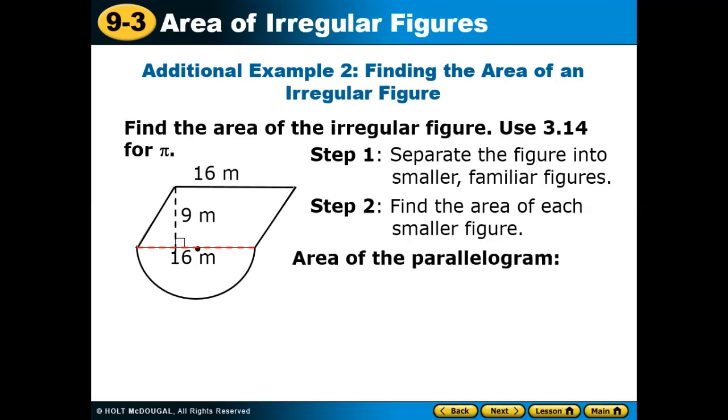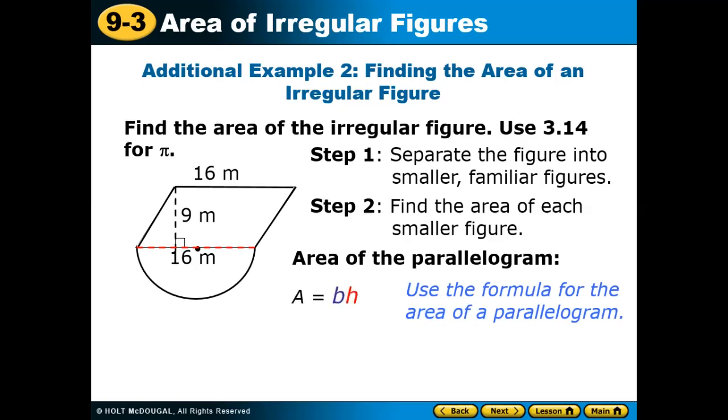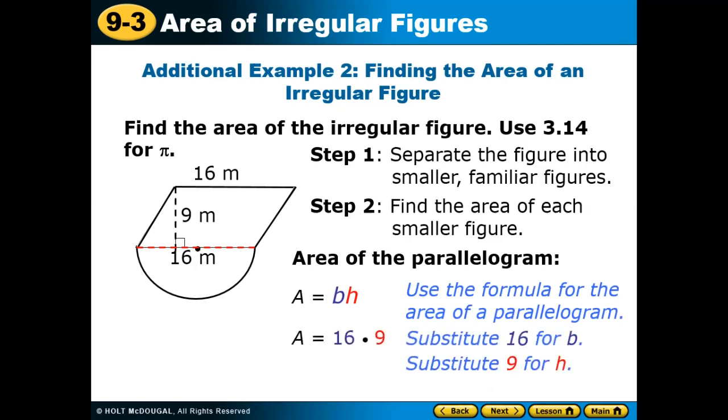So, first I have to write the formula of the parallelogram. Area equals base times height. Now we have to substitute the base and height in this formula: base is 16 and height is 9. The perpendicular height here is 9. So to find the area, we will multiply 16 and 9 to get 144. Okay, is it clear? We finished the area of the first figure.